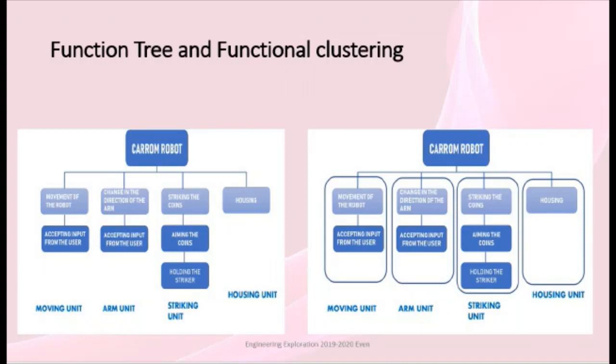Functional clustering. The movement of the robot by accepting the input from the user forms the moving unit. The change in direction of the arm by accepting the input from the user forms the arm unit. Holding the striker and then aiming to strike the coins forms the striking unit. And at last, the housing unit houses all these entire units.